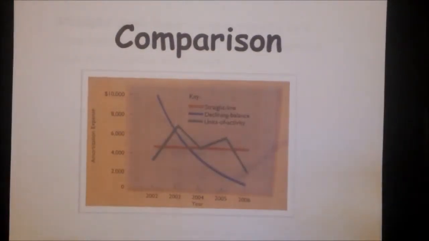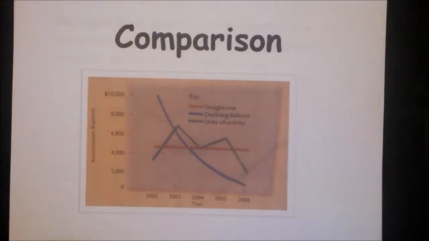Comparison. This is a graph showing three different methods: straight line, declining balance, and units of activity. The red line is showing the straight line method, the blue line is showing the declining balance, and the green one is showing units of activity. So you can see how these methods are different from each other.